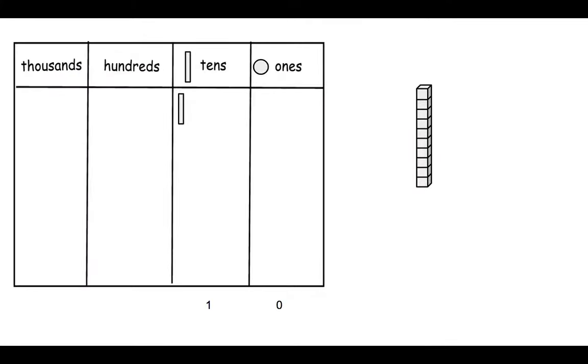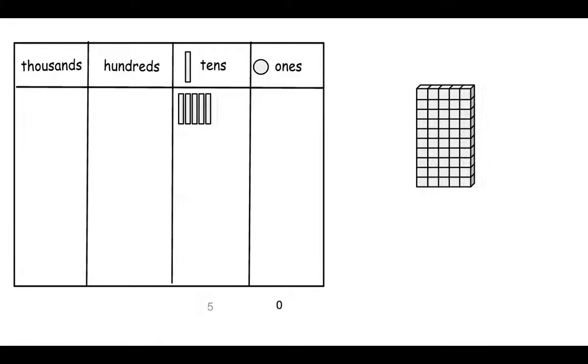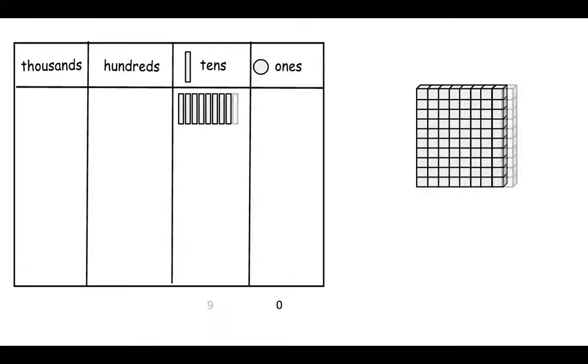Let's keep counting. This time, instead of adding one block at a time, I'm going to add an entire tower. If I add an entire tower, how many blocks are there now? Yeah, there are 20, and we can keep counting. 30, 40, 50, 60, 70, 80, 90, 100.